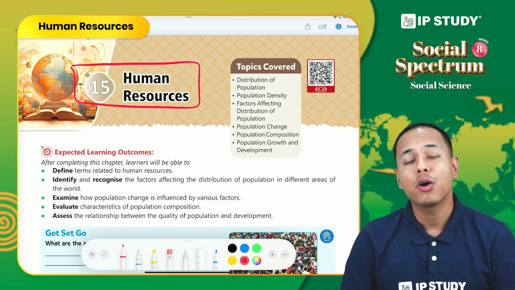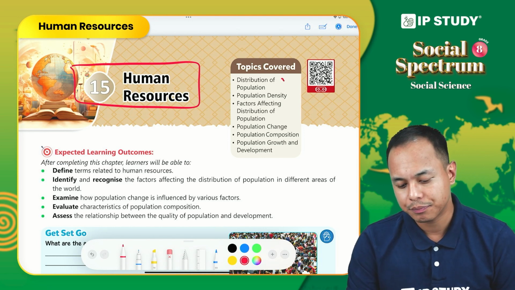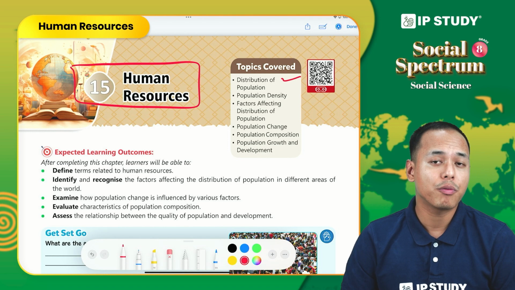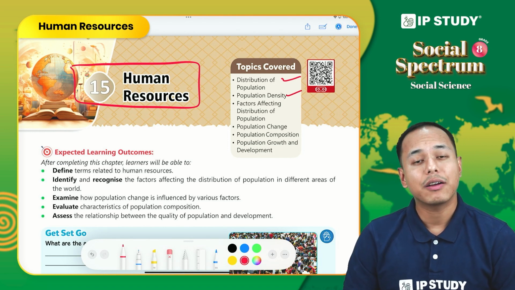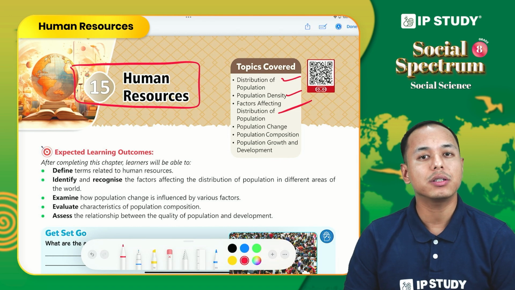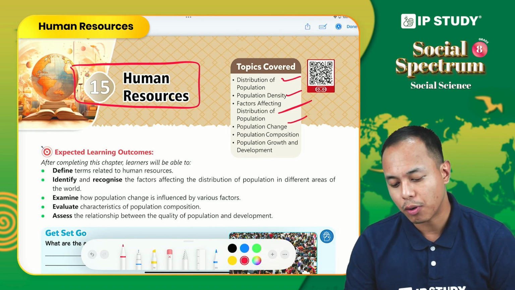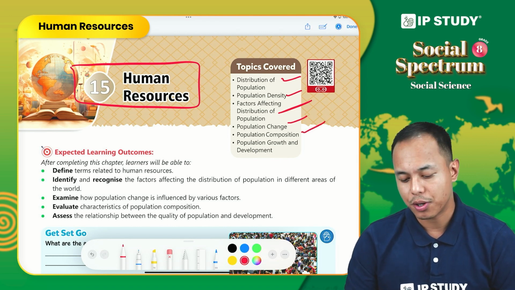Today we are going to discuss chapter 15 from grade 8 social science, and the name of the chapter is Human Resources. In this chapter we are going to cover a few important topics. Firstly, distribution of population, followed by population density, factors affecting the distribution of population, then population change, population composition, and lastly population growth and development.